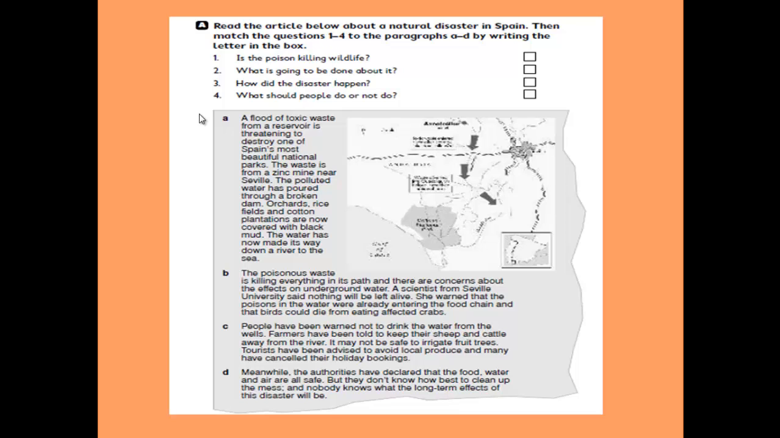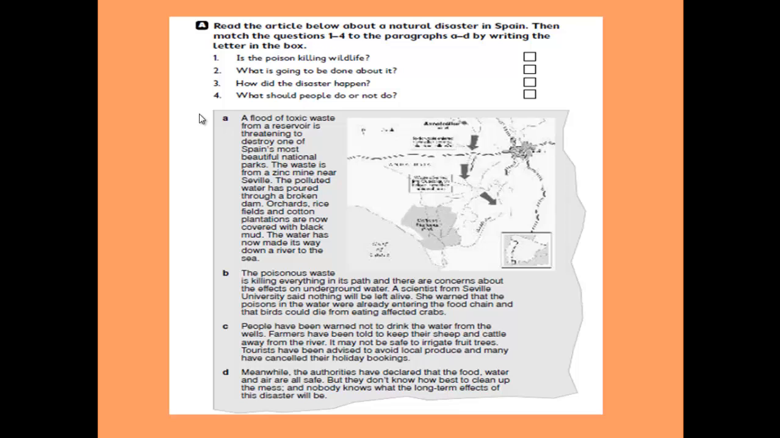And this paragraph number C comes under the title of this question, what should people do or not do? What should people do, or what shouldn't people do? So here number 4 with number C. And finally number D, the 4th paragraph.